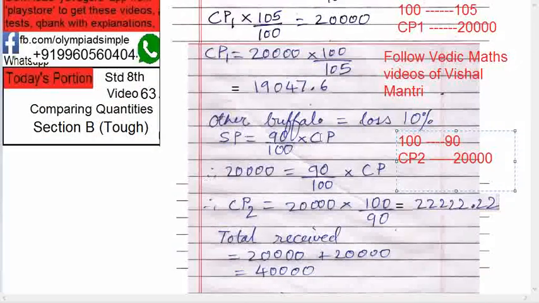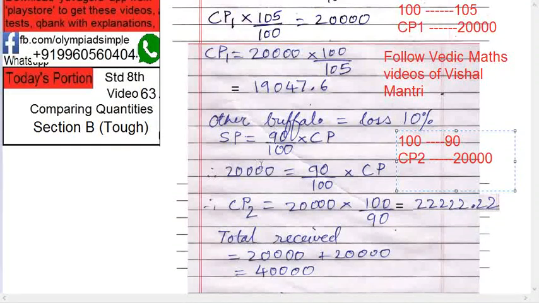Okay, let's move ahead. Now the other buffalo, loss of 10%. So if I bring that buffalo for 100 rupees, then I'll have to sell it at 90, right? Percentage means 100. So at what price should I bring that second buffalo so that I can sell it at 20,000 with a loss of 10%? So what is this then? CP2 into 90 equals 20,000 into 100, right?